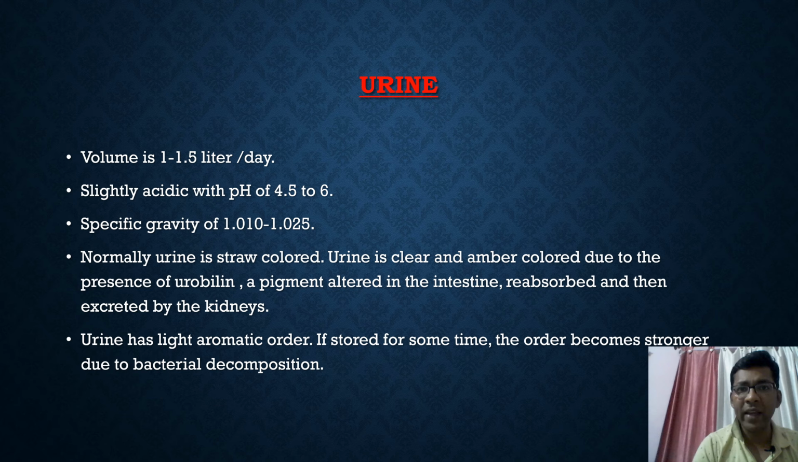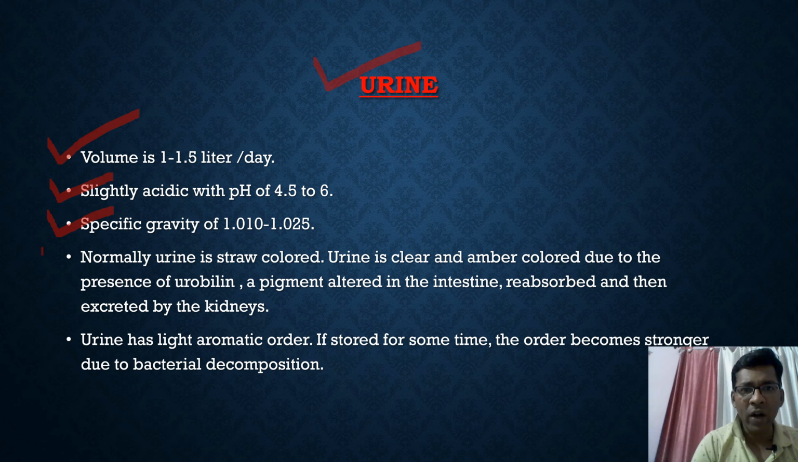Now we have to study urine in detail. What is urine? What are the details of it? Its volume is 1 to 1.5 liter per day. Remember, in the previous slide I told that the GFR, the glomerular filtration amount, and urine volume are different because urine amount is affected by tubular reabsorption and secretion. It is slightly acidic with a pH of 4.5 to 6 and a specific gravity of 1.010 to 1.025.